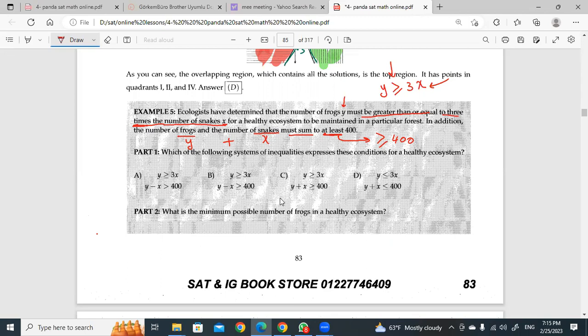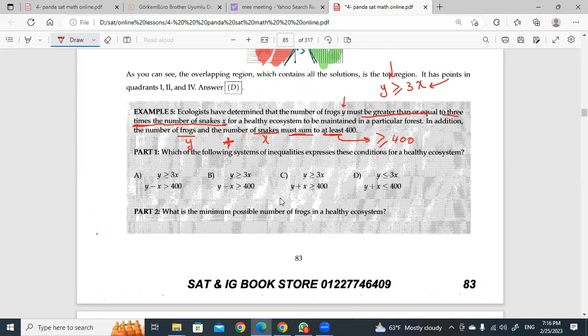After this, he says, in addition, the number of frogs, which is y, and the number of snakes, which is x, must sum, which means plus, to at least, so their minimum must be 400. So they are greater than or equal to 400. Which of the following systems of inequalities expresses the condition for a healthy ecosystem?